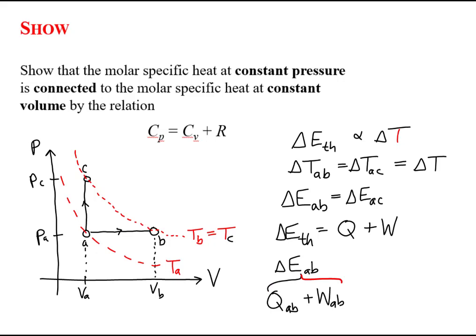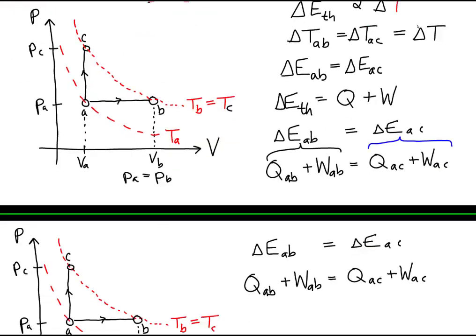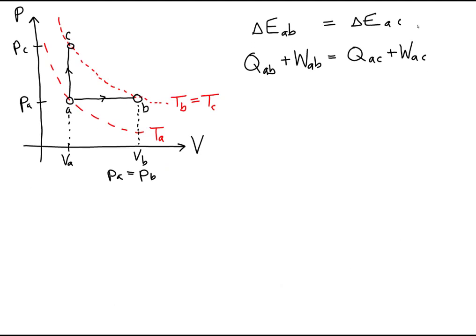Now this is equal to the change of internal energy from A to C, which is equal to the heat exchanged from A to C plus the work done by the environment on the system from A to C. Let's give ourselves more room to work by copying to the next page. So let's turn our attention now to this expression we have. The heat from A to B plus the work done from A to B equals the heat from A to C plus the work done from A to C.